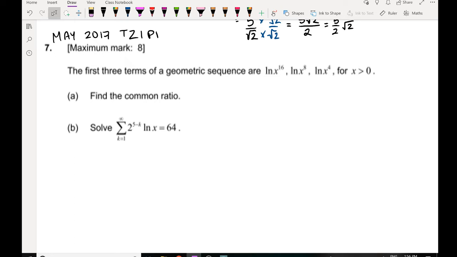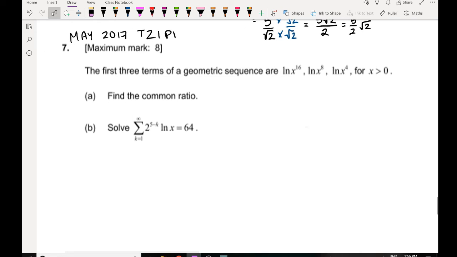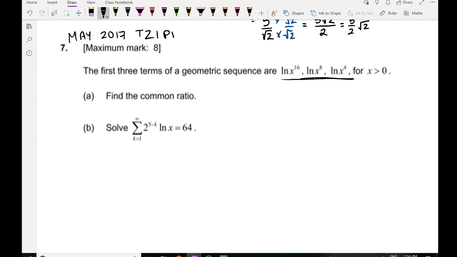So with these right here, the tricky thing is undoubtedly that these terms have ln in them, and when you go to do u2 over u1, you end up doing ln x to the 8 over ln x to the 16. And then you might look at that and say, oh, what do you do from there?